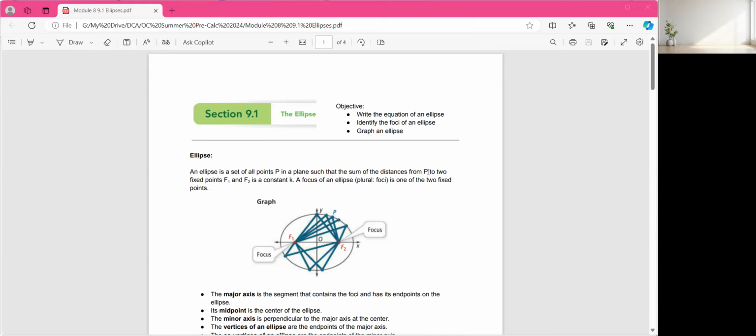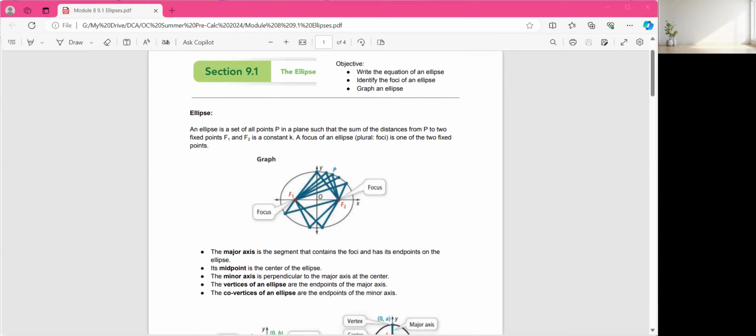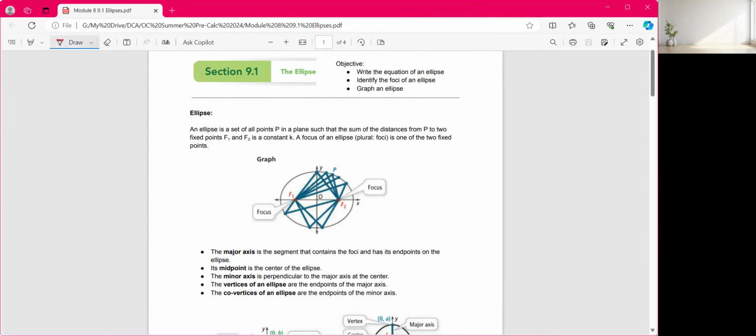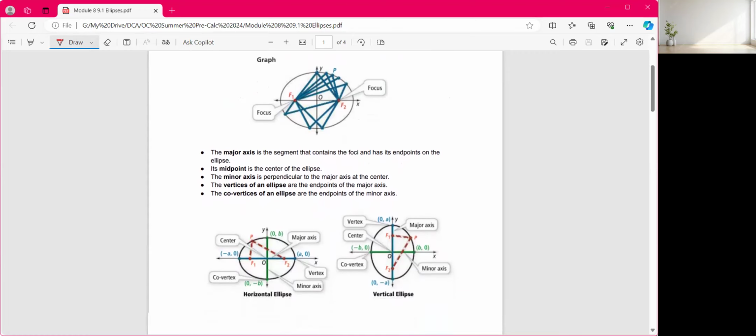And if you take the sum of the distances from P to the two fixed points, it's all going to be the same, a constant K, okay? And so the foci here are really important key features of an ellipse. So let's talk about some other key features that we're going to be referencing and identifying throughout examples of ellipses. The major axis is the segment that contains the foci and has its endpoints on the ellipse.